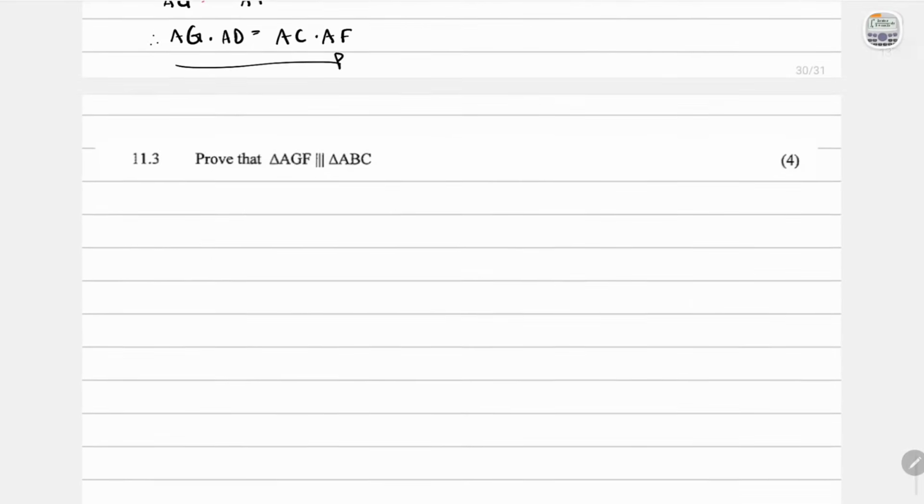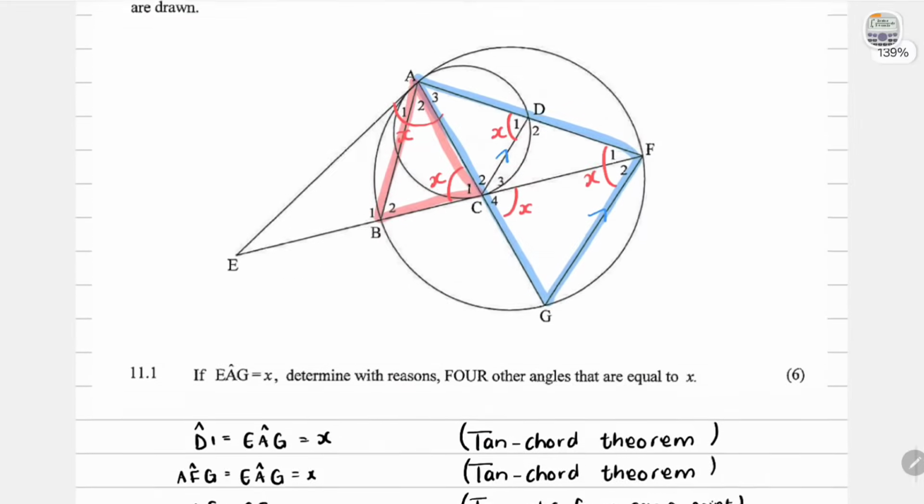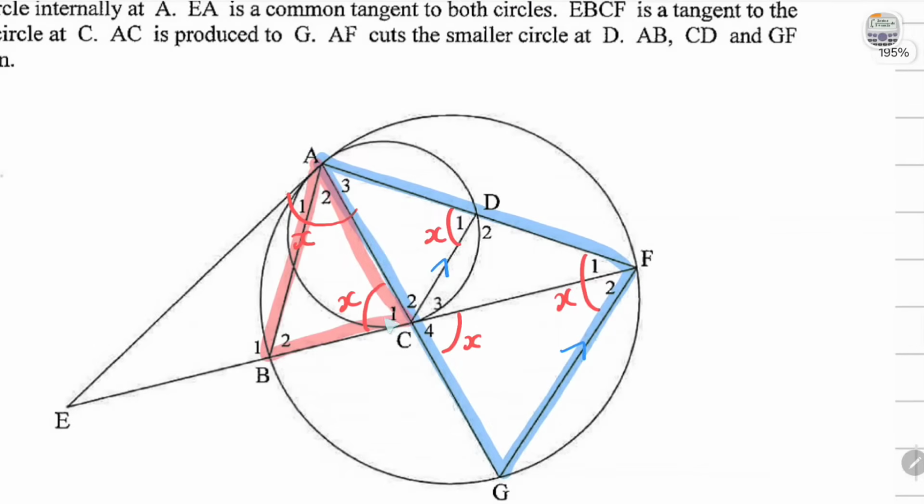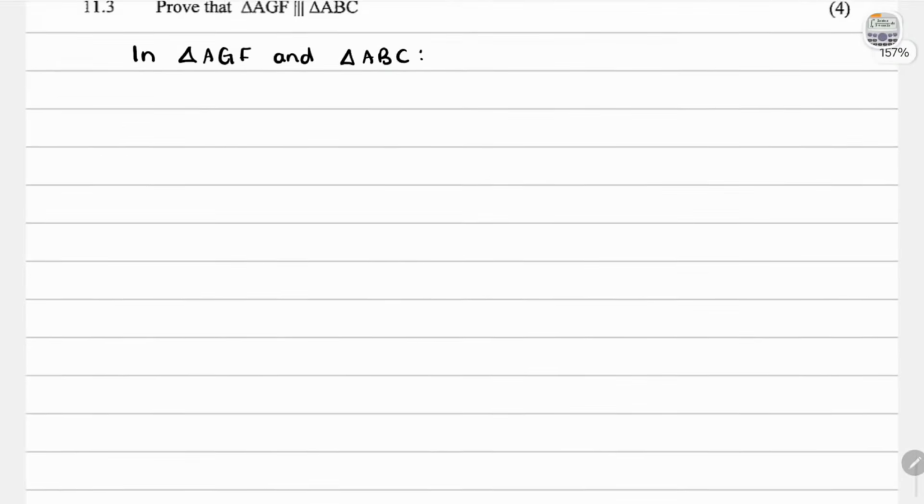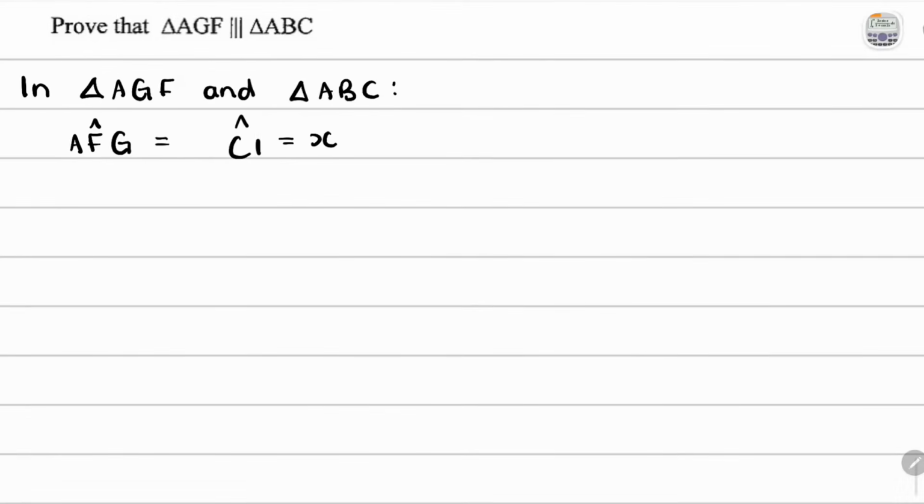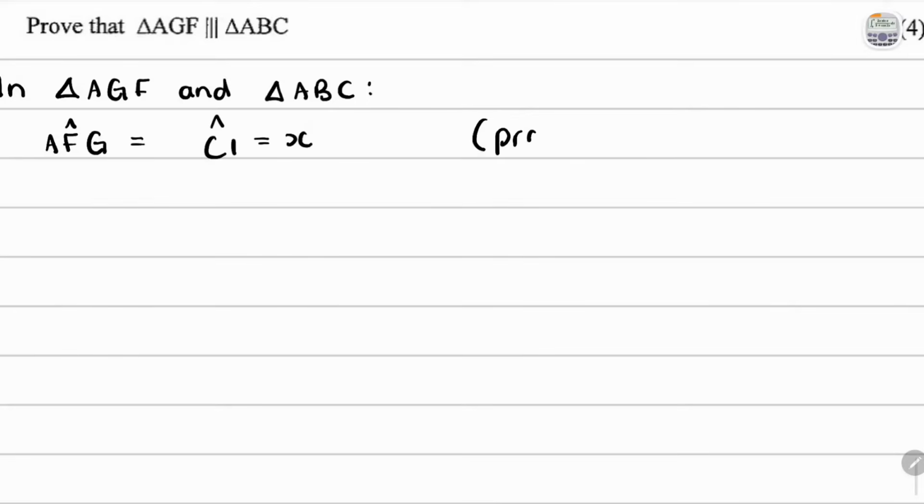So let's introduce our triangles first and then get on with proving it. So in triangle AGF and triangle ABC, and we're going to state everything that is equal. So we first know that angle C1 and angle AFG are already equal since they're both equal to X. And let's state that. And this has already been proven. So we can just tell them it's been proven.